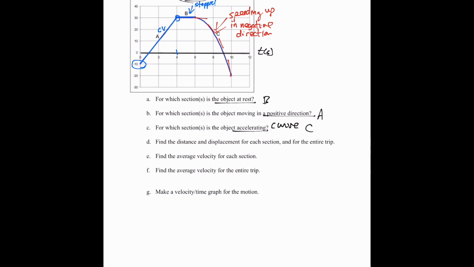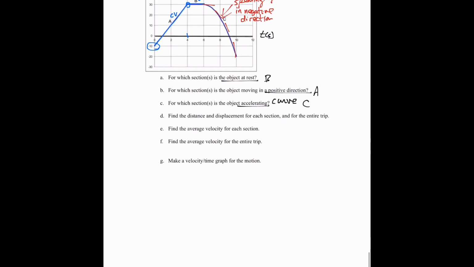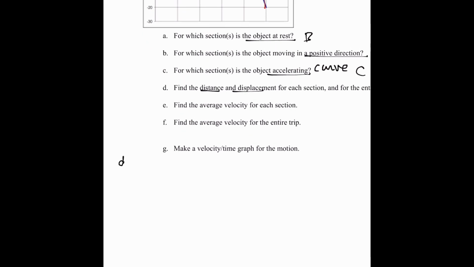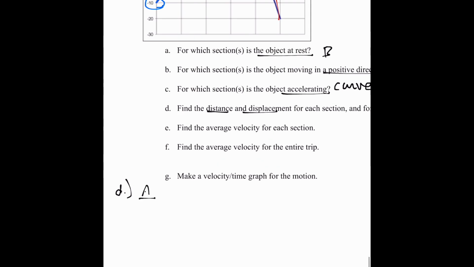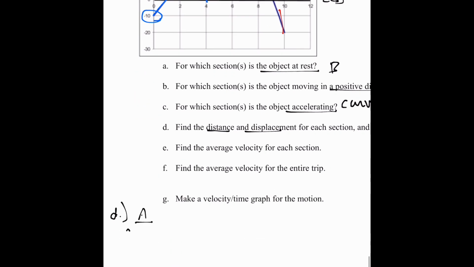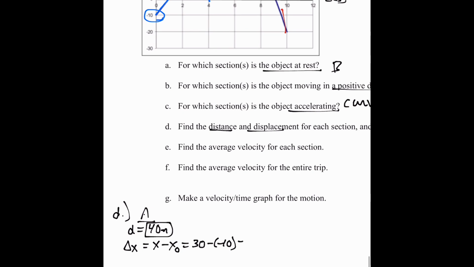Now, for parts D, E, F, and G, we're going to have to do some calculations here. So let's do that work down below. It says find the distance and displacement for each section of the trip. So for part D, section A, we'll start with section A. Okay, what is the distance? Well, you're going from -10 to 30. So the distance is just going to be 40 meters. The displacement, however, is going to be a change in position, final position minus initial position, which would be 30, because that's where you end up, minus -10. Notice that also gives you 40.